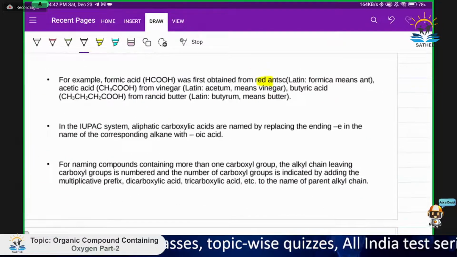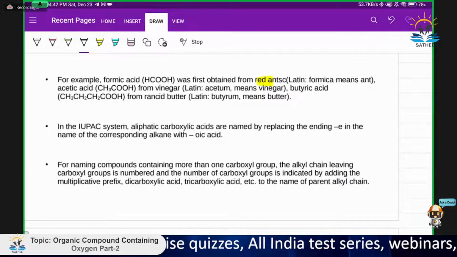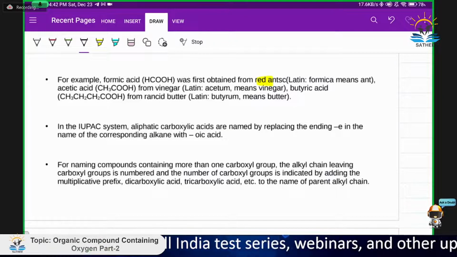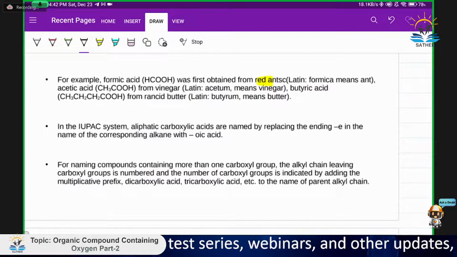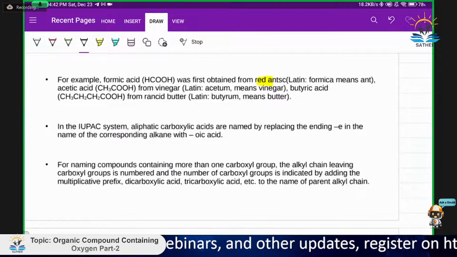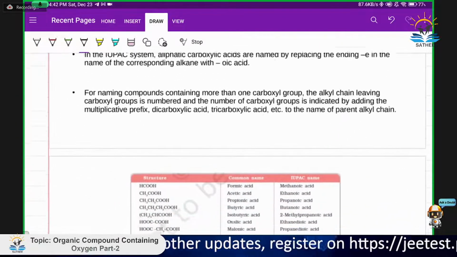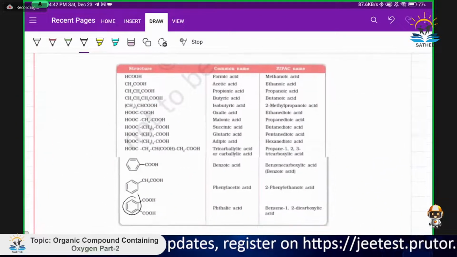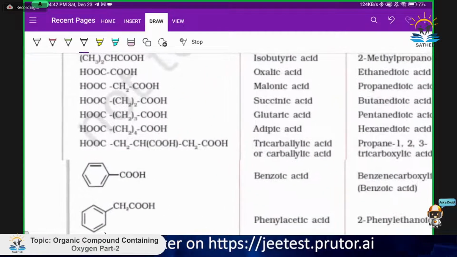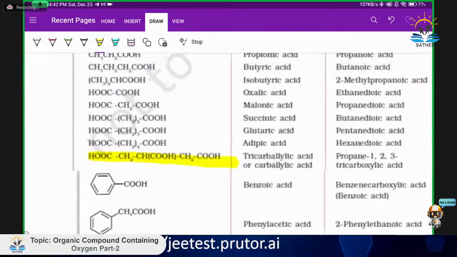For naming compounds containing more than one carboxyl group, the alkyl chain leaving the carboxyl group is numbered. And the number of carboxyl groups is indicated by adding the multiplicative prefix, dicarboxylic acid, tricarboxylic acid, etc., to the name of the parent alkyl chain. So if there is more than one COOH group present, we will see an example here. So here we have this compound. So we'll just write it to the side.